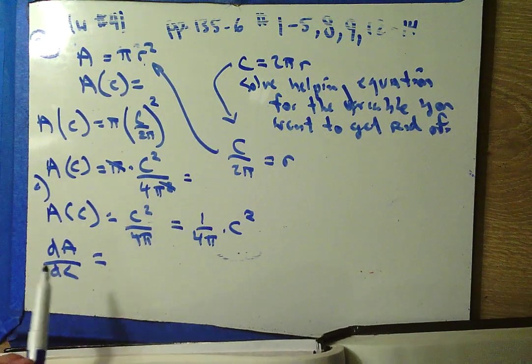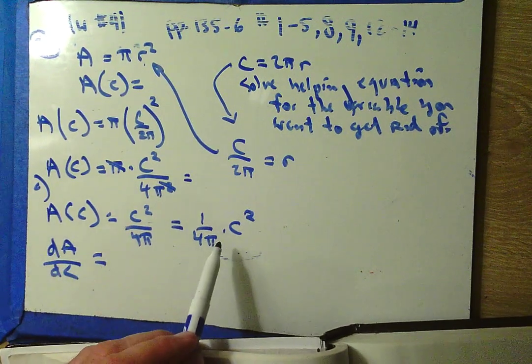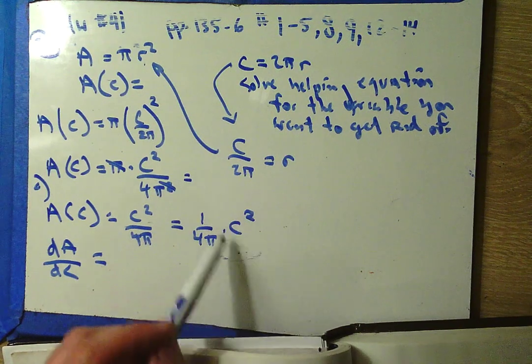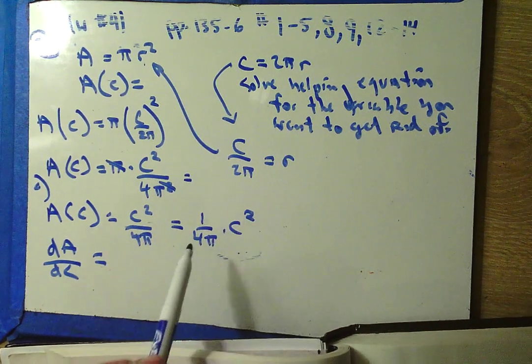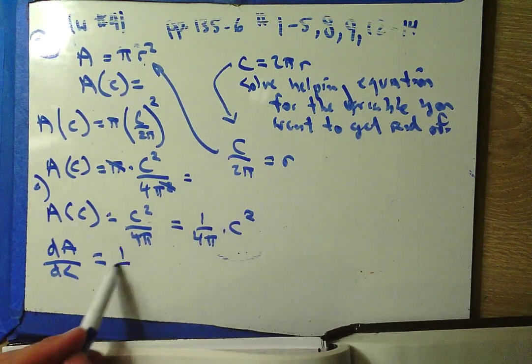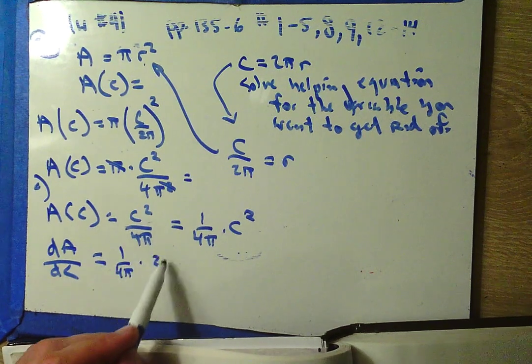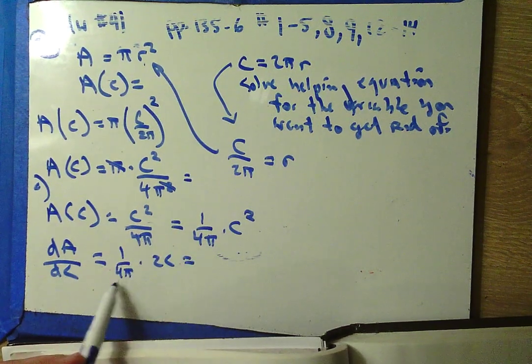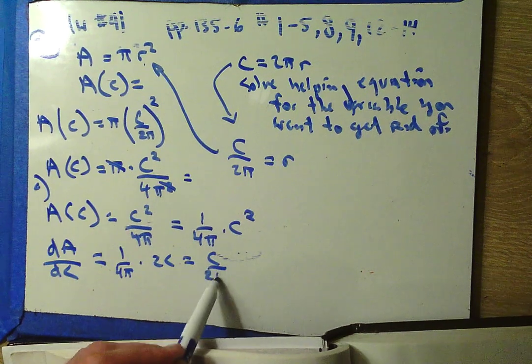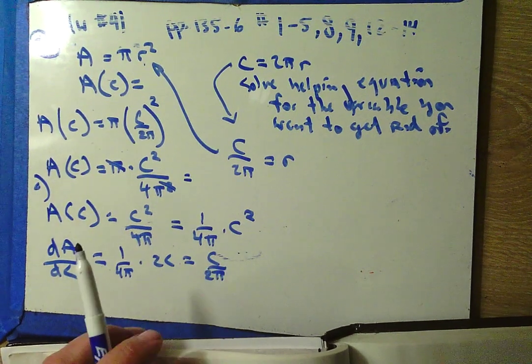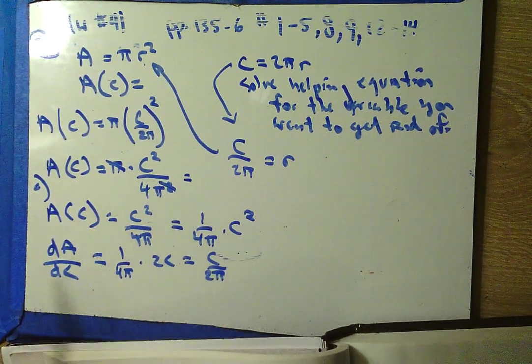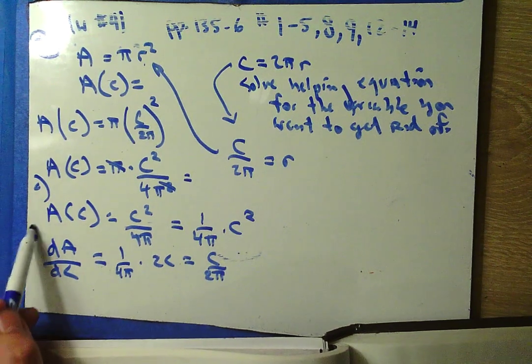The derivative of area with respect to circumference is simply going to be the derivative of circumference times that constant, or 1 over 4 pi times 2c. I can cancel 2's and get c over 2 pi. There's my dA dc. Part B.